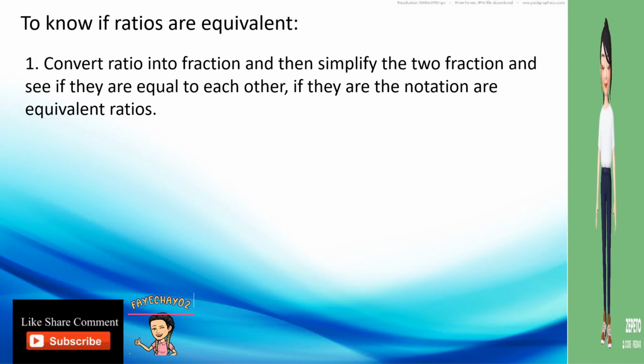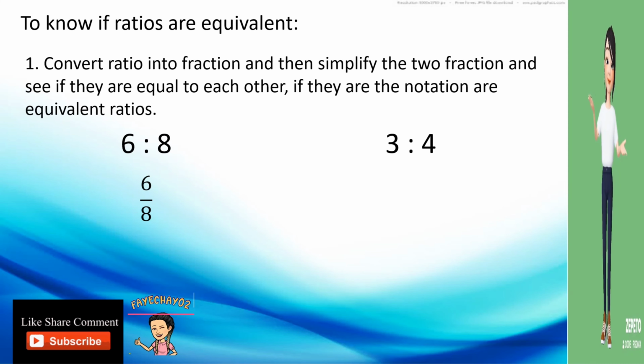So this time we will use the first way. We will first convert the ratios into fractions, simplify the two fractions, and see if they are equal to each other. So let's try this one: 6:8 and 3:4. First we will change 6:8 into fraction form. So 6:8 in fraction form is 6/8. And then we will simplify, or we will get the lowest term of 6/8.